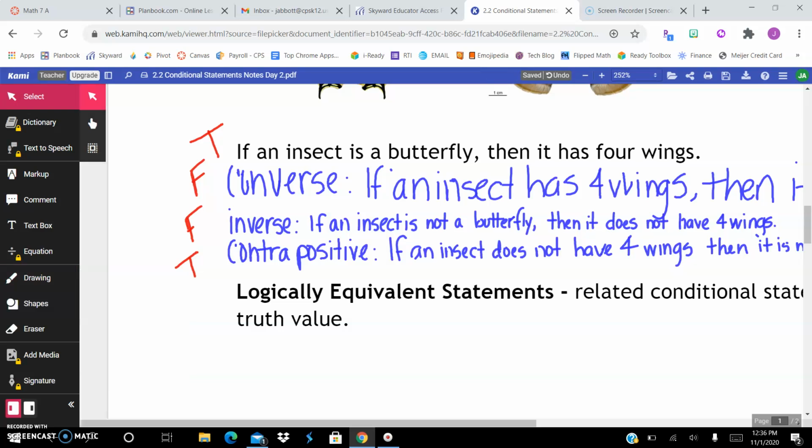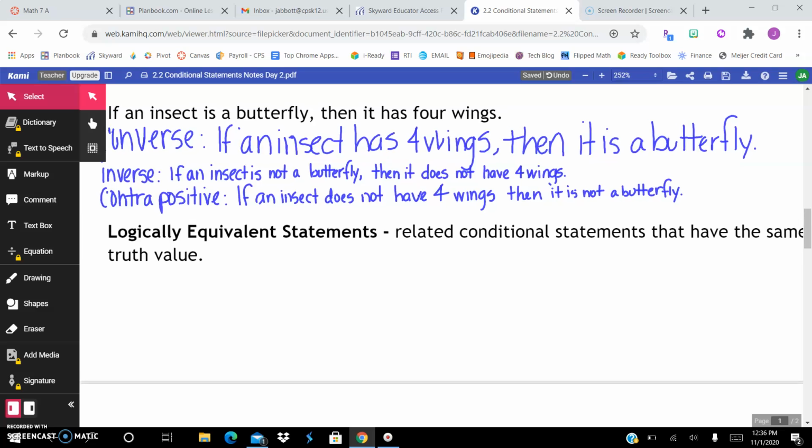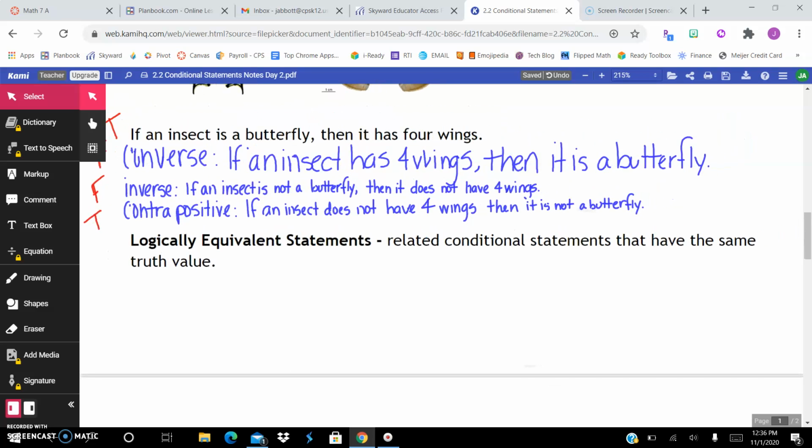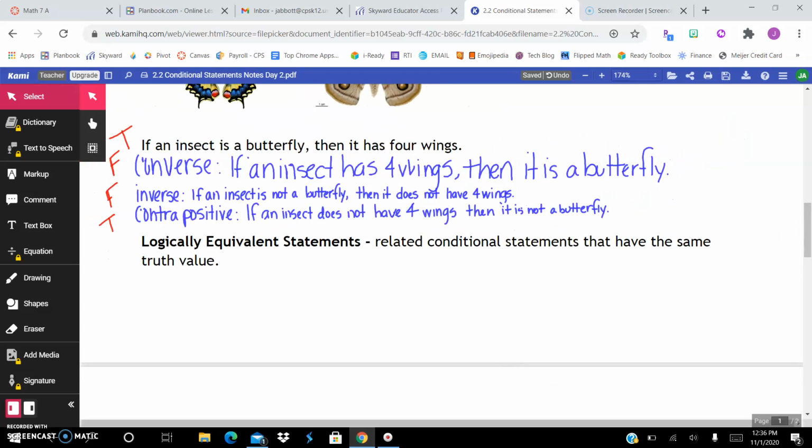That moves us into the next vocab word. Logically equivalent statements are related conditional statements that have the same truth value. The conditional statement, our beginning statement, and our contrapositive were both true, so those are logically equivalent statements. And the converse and the inverse were both false, so those are logically equivalent statements as well.